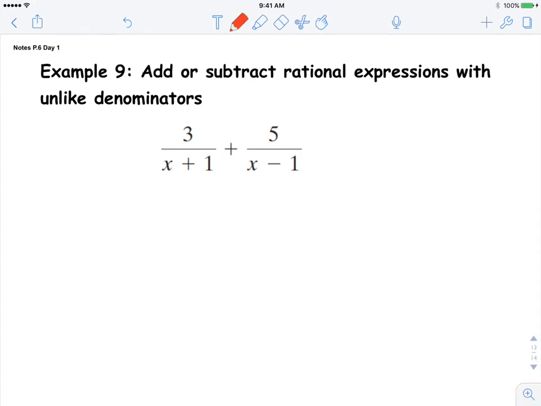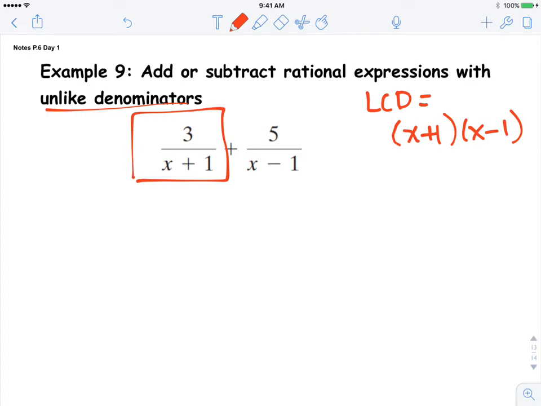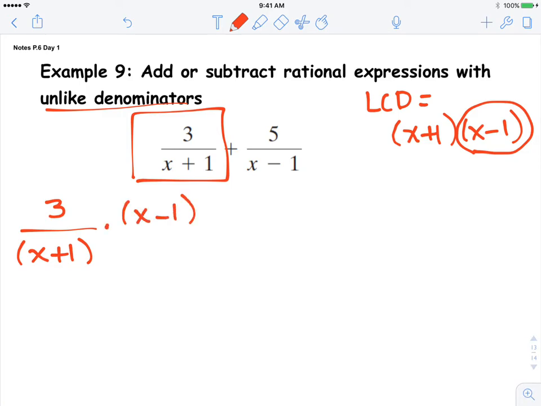Example 9. Now we're going to go ahead and combine these two fractions together that are not alike. So the least common denominator of these two fractions is both the x plus 1 and the x minus 1. So let's take this first fraction, write it as 3 over x plus 1. What am I missing from the LCD? I'm missing the x minus 1. So I need to multiply the numerator and the denominator by what I'm missing from the LCD.